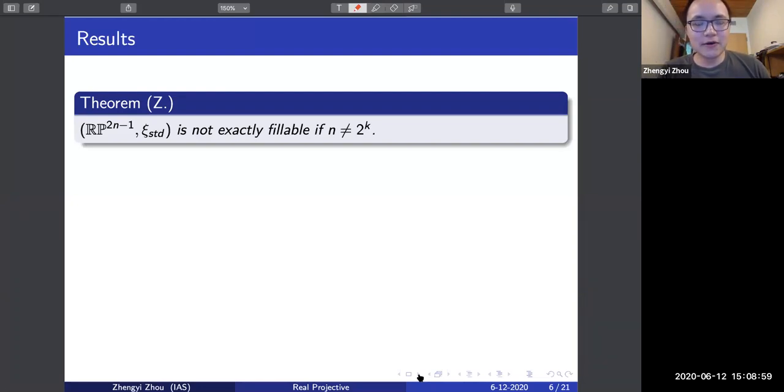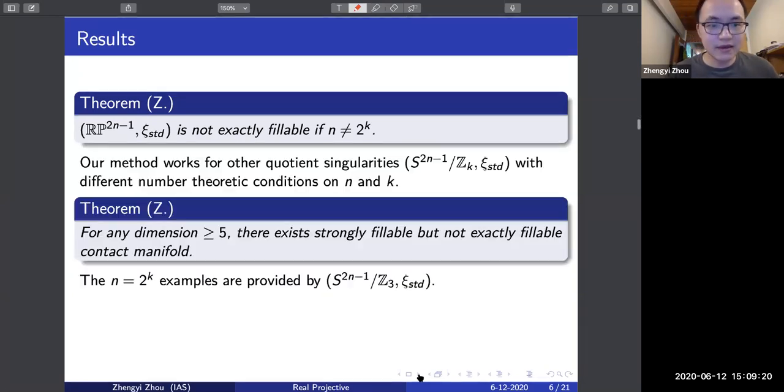This result also holds for RP^{2n-1}: it has no symplectically aspherical filling, and there's no Calabi-Yau filling. By Calabi-Yau, I mean the first Chern class is torsion. The n equal to 3 case of this theorem is also proven by Ghiggini and Niederkrüger using a different method. And our method works for other quotient singularities, like the sphere quotient by Z_k.